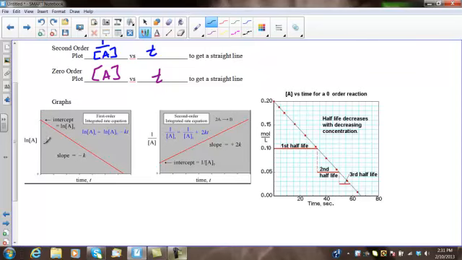Okay, here you've got the ln of A versus time, you get a straight line. Here you have 1 over A versus time, you get a straight line. And in the last one, you have the concentration of A versus time for a zero order reaction.